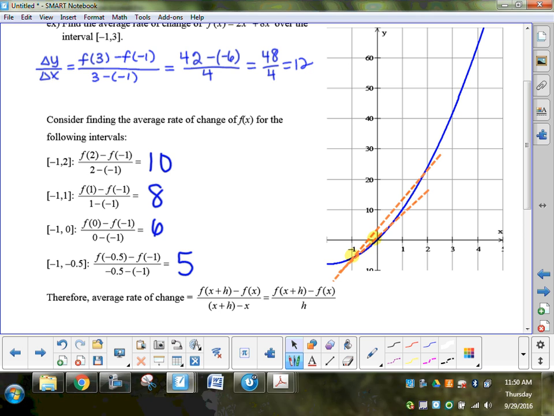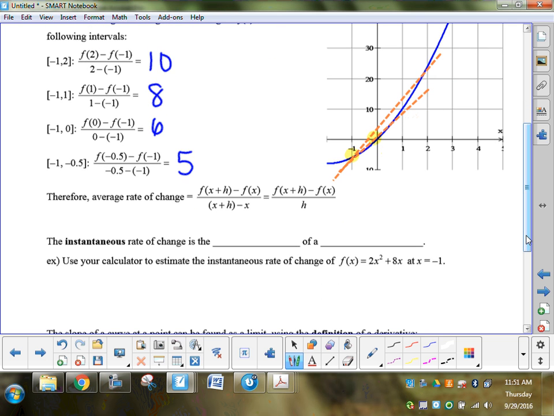Now, what's happening as I get closer and closer to -1, the values are leveling off. And you can see this right here would be the most accurate representation of the slope because that's the smallest or tightest interval. The way that we find the average rate of change is to go through and take, actually, let's see, because I have this animated.